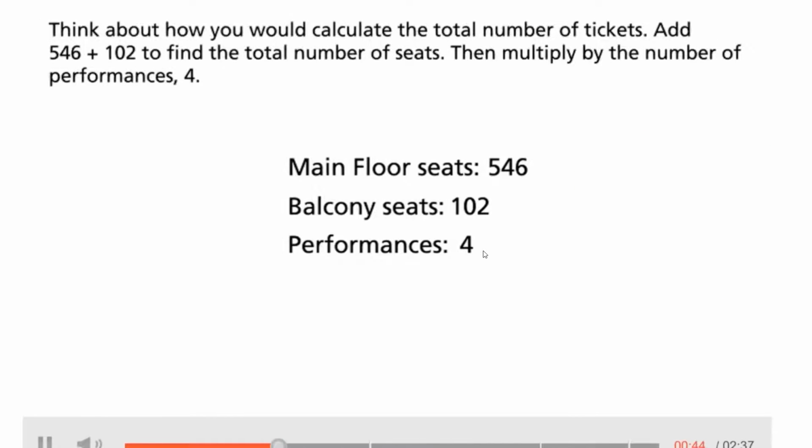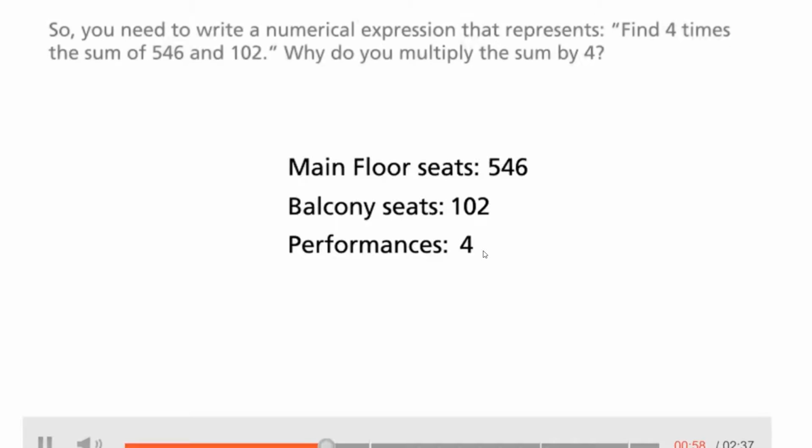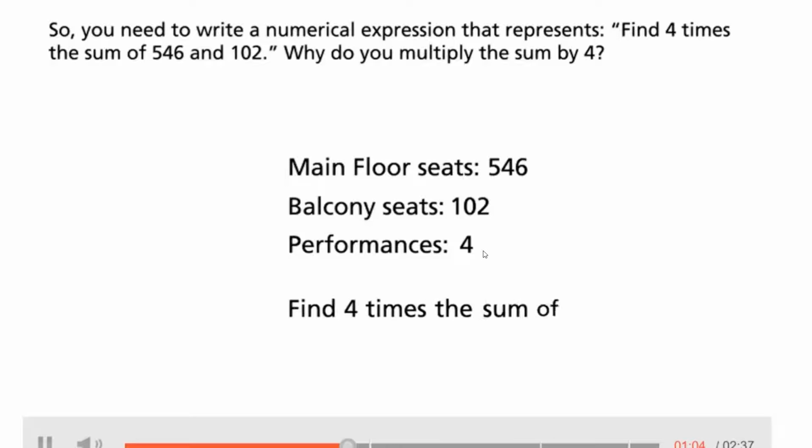Think about how you would calculate the total number of tickets. Add 546 plus 102 to find the total number of seats. Then multiply by the number of performances, 4. So you need to write a numerical expression that represents find 4 times the sum of 546 and 102. Why do you multiply the sum by 4?